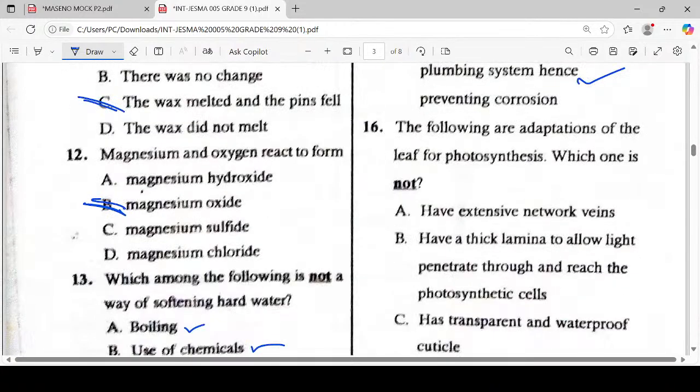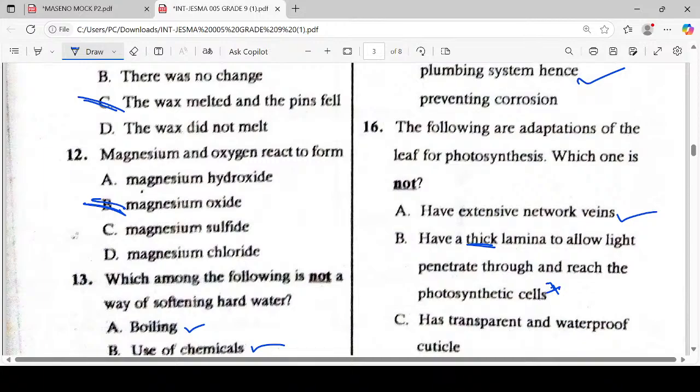Question number 16. The following are adaptations of the leaf for photosynthesis. Which one is not? Have an extensive network of veins, yes. Has a thick lamina to allow light to penetrate through. Look at the word thick. If it is thick, it will not allow light to pass through. So this one here is wrongly written. It should have been thin. So that makes it wrong.